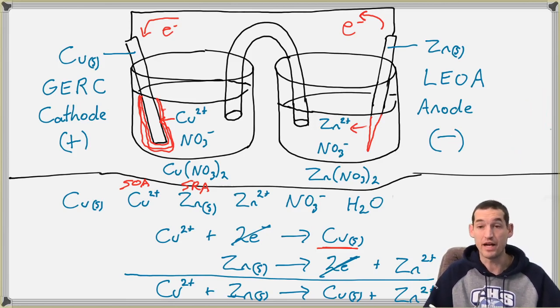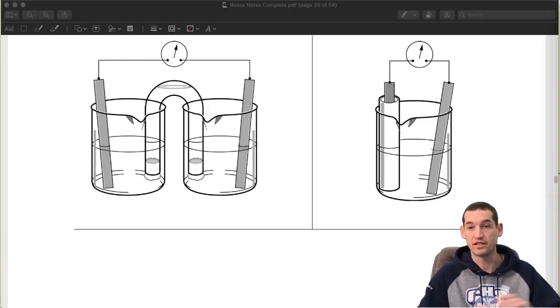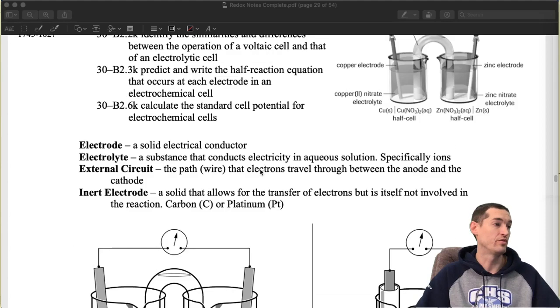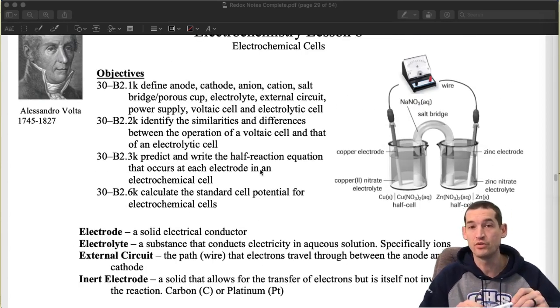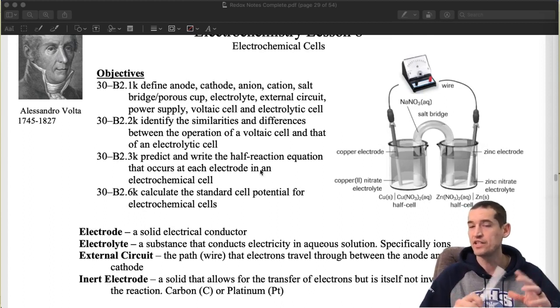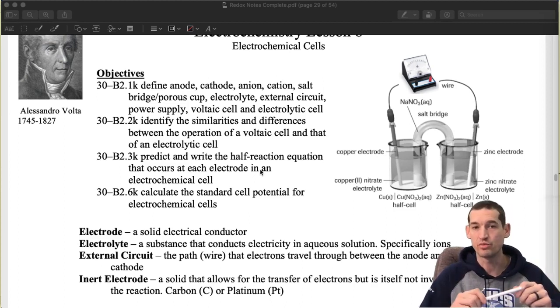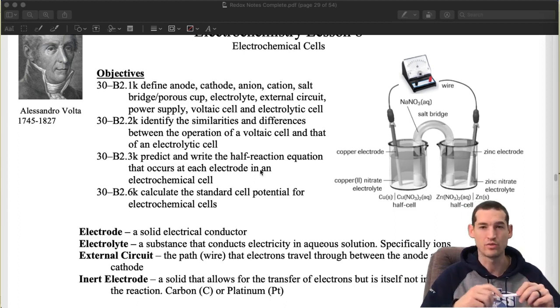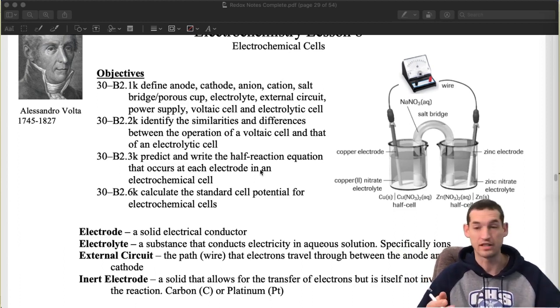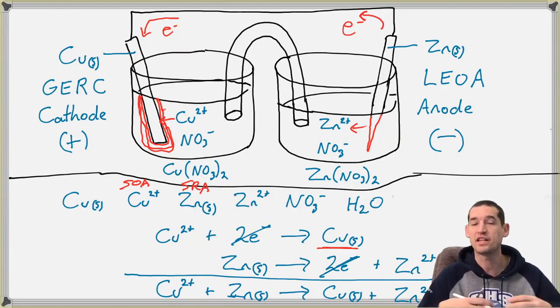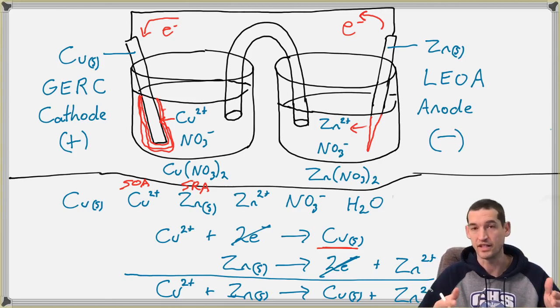All right, so if we go back to our objectives, you should hopefully now have these terms. We've got anode, we've got cathode, anions and cations. Hopefully you remember from Chem 20, those just mean negatively charged ions or positively charged ions. The salt bridge or the porous cup, we'll come back to that in just a second. The electrolyte and the external circuit. Now power supply, we're not going to cover just yet. That goes with electrolytic cells, so we'll dodge that one for now. But voltaic cell, that term is what we just drew, right? This right here is a voltaic cell. Any kind of battery that produces electricity is a voltaic cell.